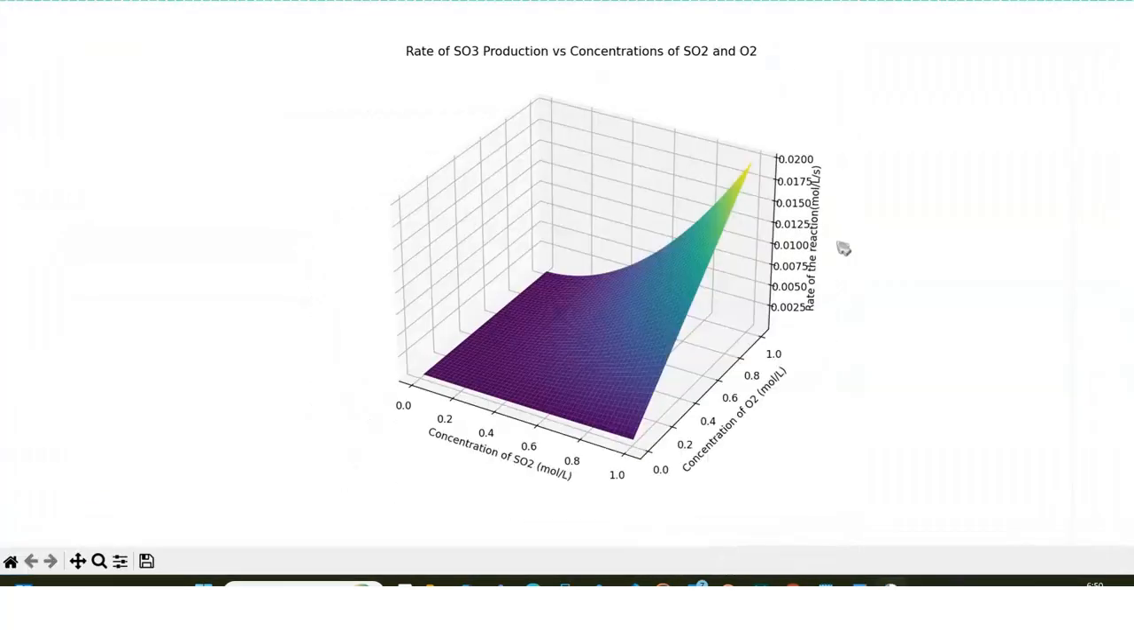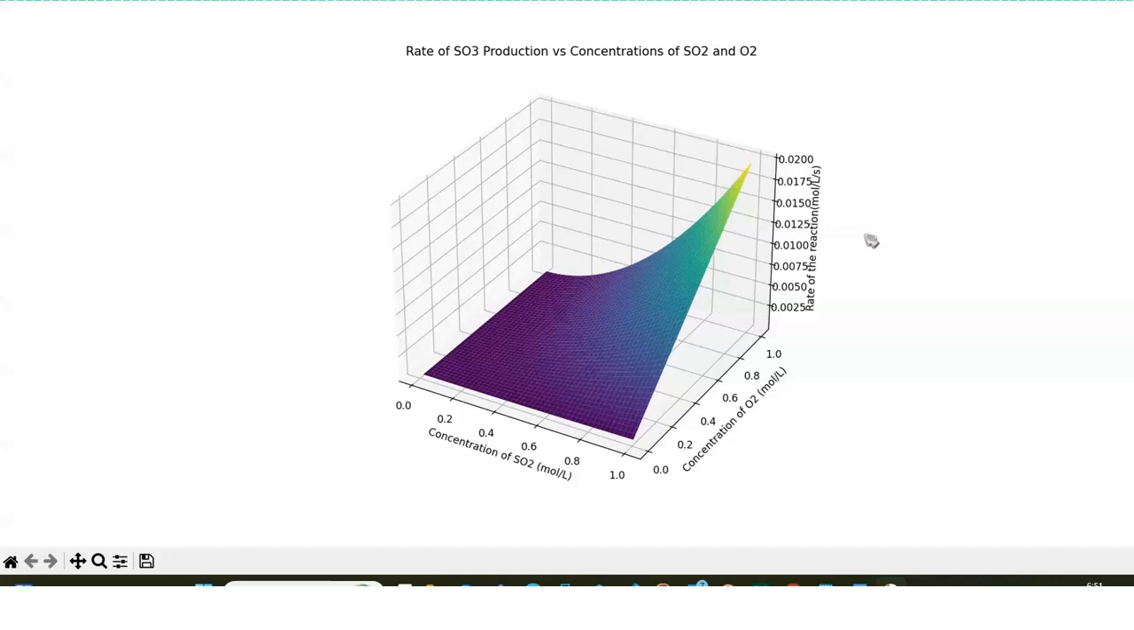So members, this is how the simulation will look. This is the mesh. We have created the mesh, and you can see the rate of reaction depends on the concentration of sulfur dioxide and the concentration of oxygen. You can see this is in 3 dimensions. We have X and Y for the concentration of sulfur dioxide and oxygen, then in the Z direction, you have the rate of reaction.